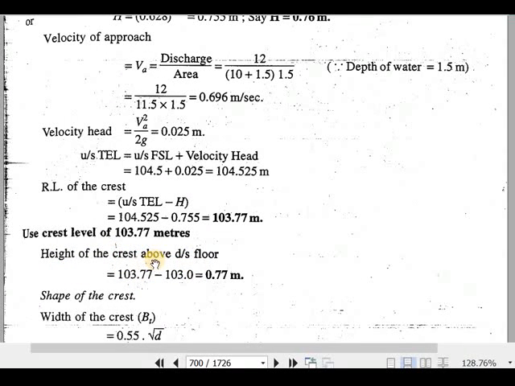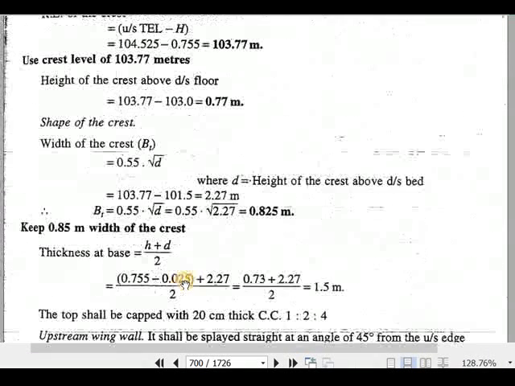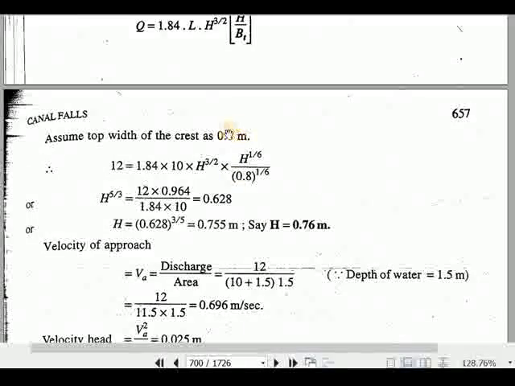This is wrong. Height of crest above upstream floor, 103.77 minus 103 is 0.77. So 103 that is written wrong, that is upstream floor, that is 103. Now we have the 103.77 minus downstream floor 2.27 and we have BT 0.825, that is almost equal to 0.8 which we actually assumed. So keep 0.85 meter width of the crest.